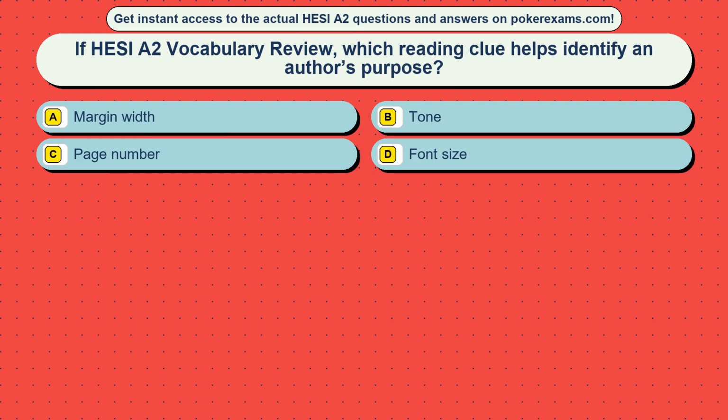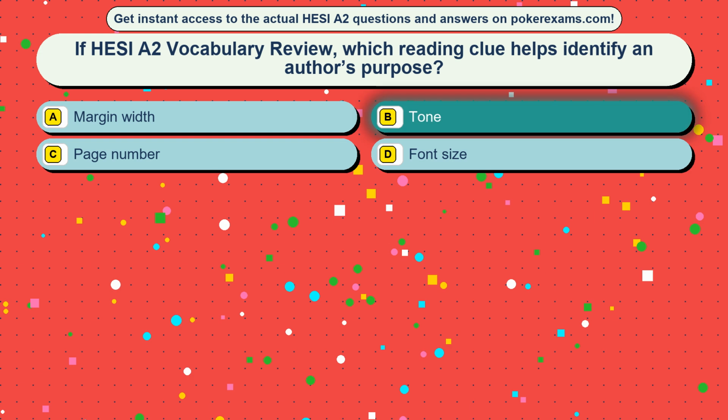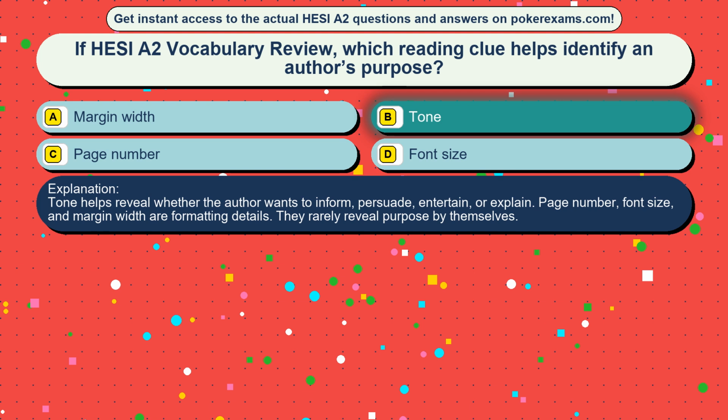Question 40. If HESI A2 vocabulary review, which reading clue helps identify an author's purpose? Option A, margin width. Option B, tone. Option C, page number. Option D, font size. The correct answer is option B, tone. Tone helps reveal whether the author wants to inform, persuade, entertain, or explain. Page number, font size, and margin width are formatting details. They rarely reveal purpose by themselves.